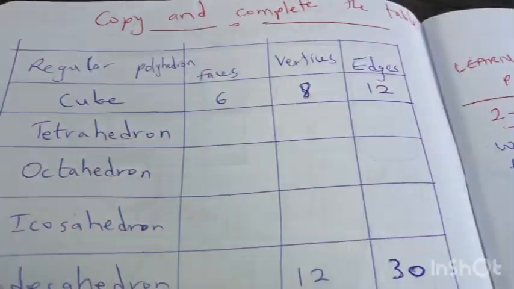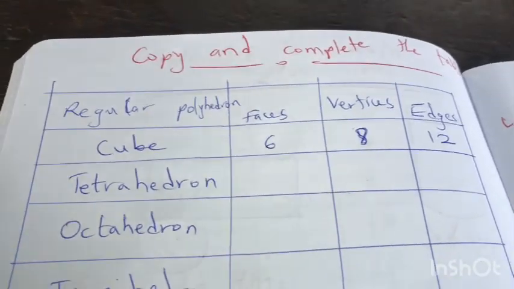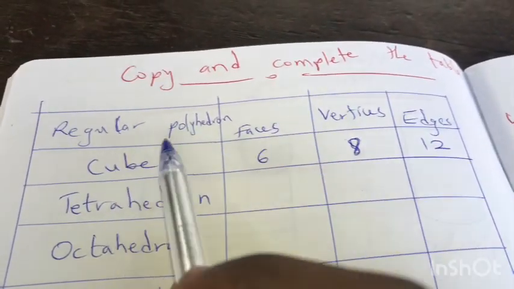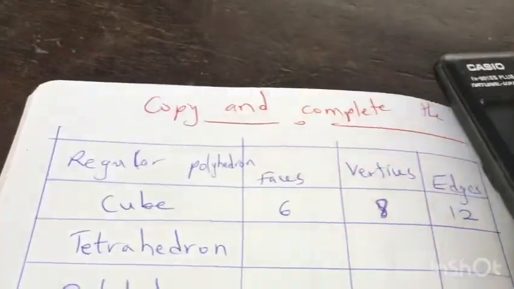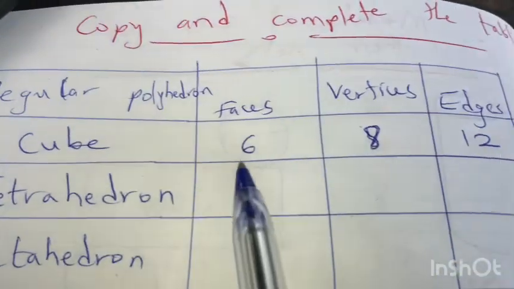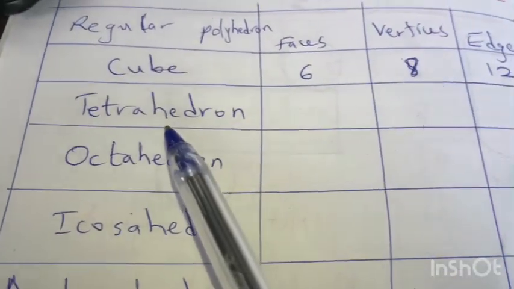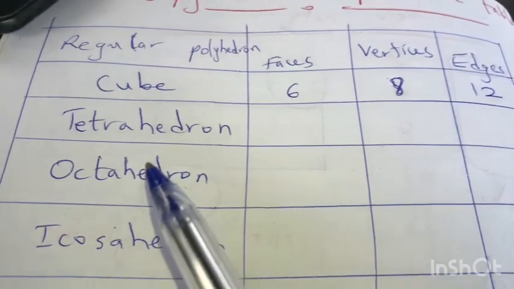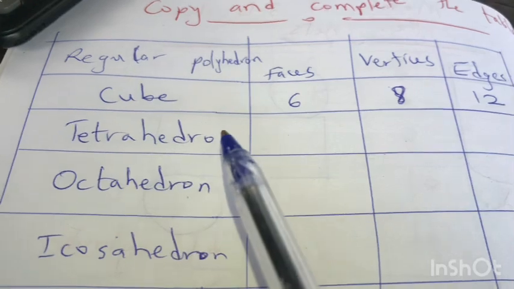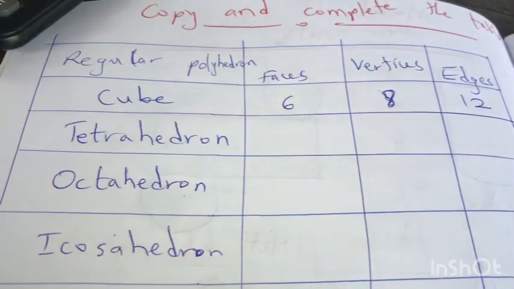Now copy and complete the table. Copy and complete the table. Yes, faces, vertices, and edges, and we have the regular what? Polyhedron. That's the solid figures. Okay, so now for this one, the cube has 6 faces, 8 vertices, and 12 edges. Now let's talk about the tetrahedron. If you don't know what a tetrahedron is, a triangular what? Pyramid. Okay, so you know a triangular pyramid.